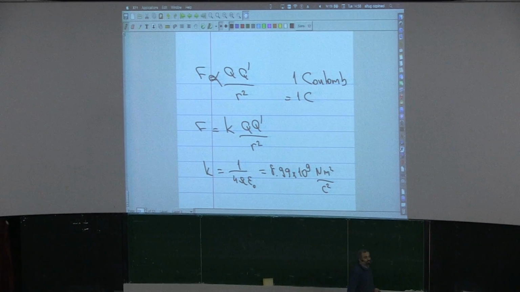Now, of course, you could have chosen some other unit of charge. Like now we know that the charge is nothing but the excess or lack of electrons or protons in a material.